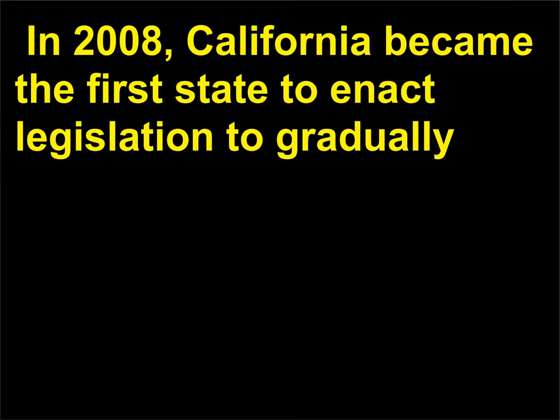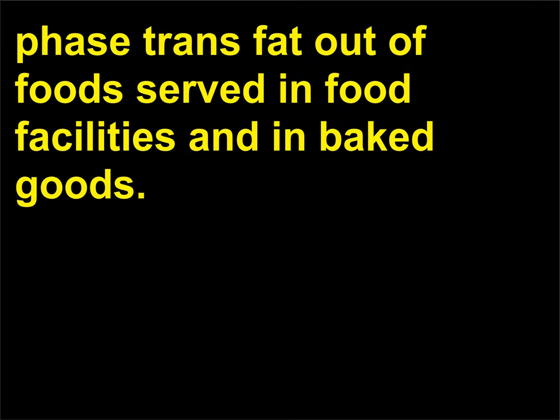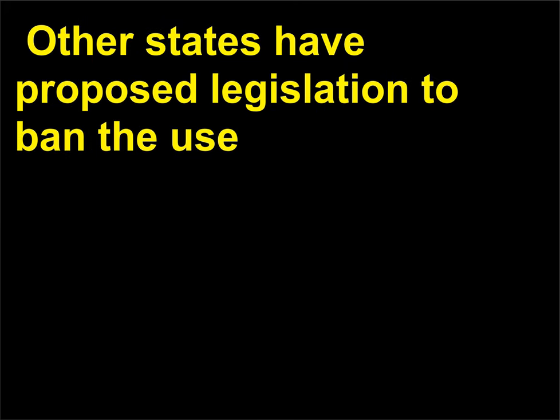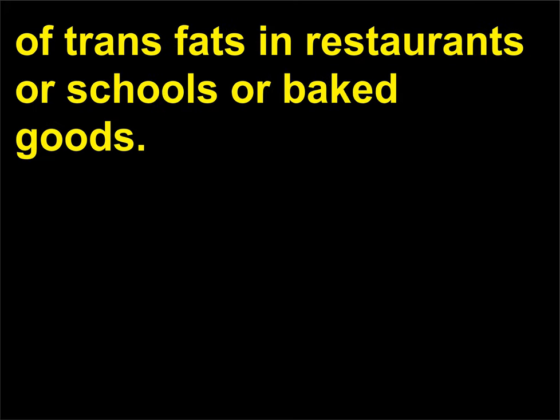In 2008, California became the first state to enact legislation to gradually phase trans fat out of foods served in food facilities and in baked goods. Similarly, New York City is phasing in a ban on trans fat in all city restaurants. Other states have proposed legislation to ban the use of trans fats in restaurants or schools or baked goods.